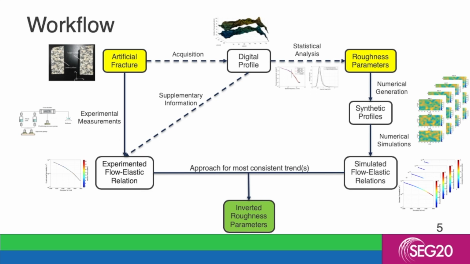And since this is an experimental study, we can also obtain a digital profile from our artificial fracture, from which we can obtain the true answer of the roughness parameters based on statistical analysis. And at the same time, if the experimental result is not sufficient or is contaminated with noise, the digital profile will be able to provide supplementary information, assisting us to construct well-defined experimental flow-elastic relations.